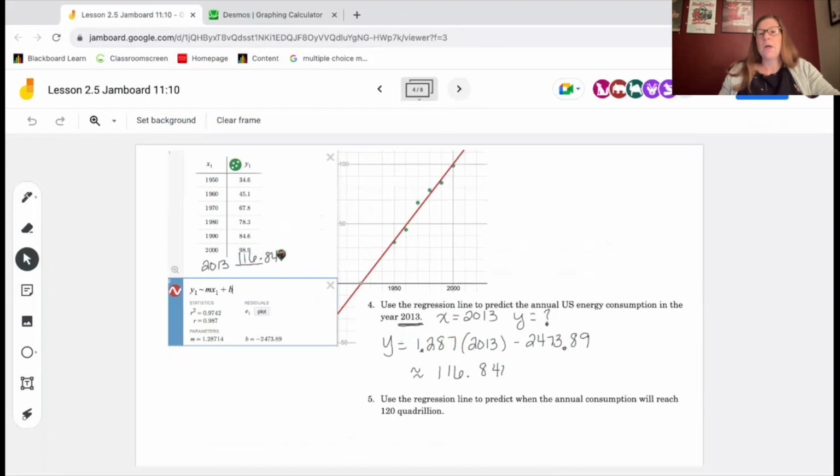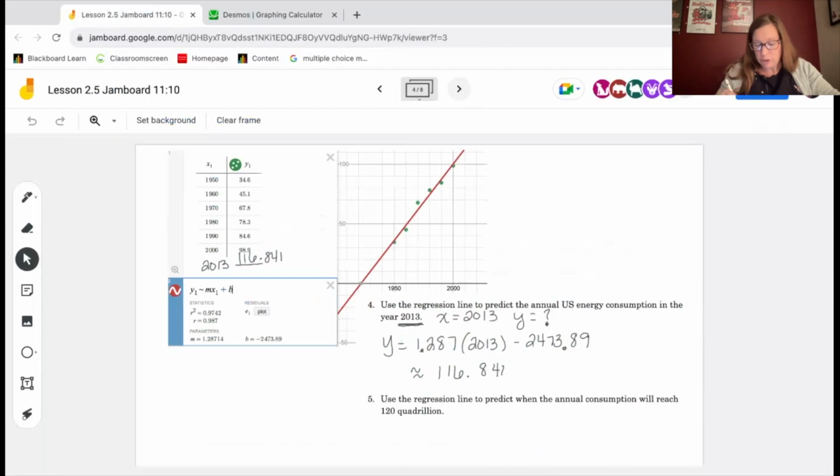This seems to be in line, right? 2013 is larger than 2000. And we are noticing that we are certainly increasing. So this seems reasonable with our table of values of the data that we do have.